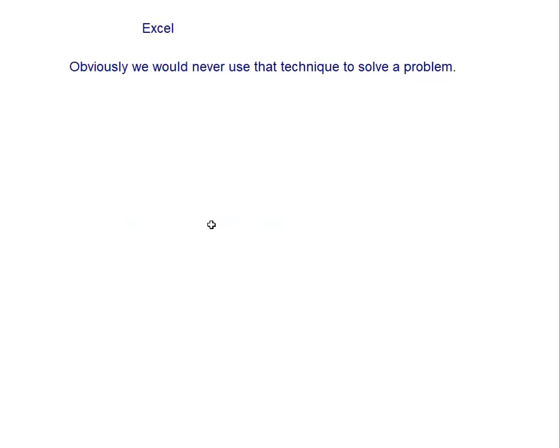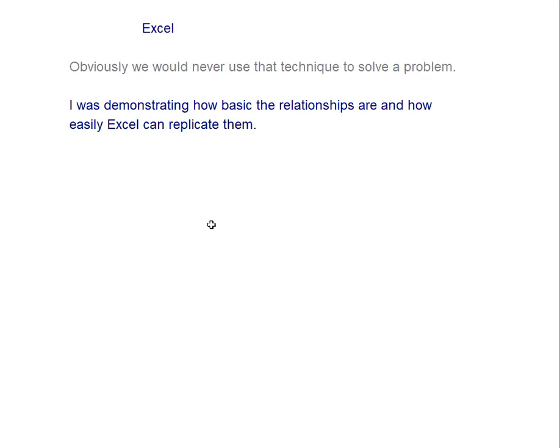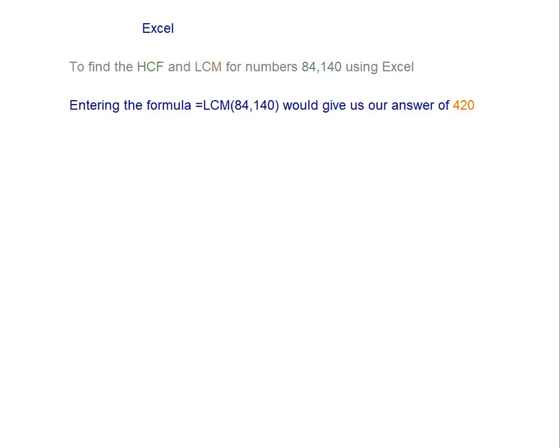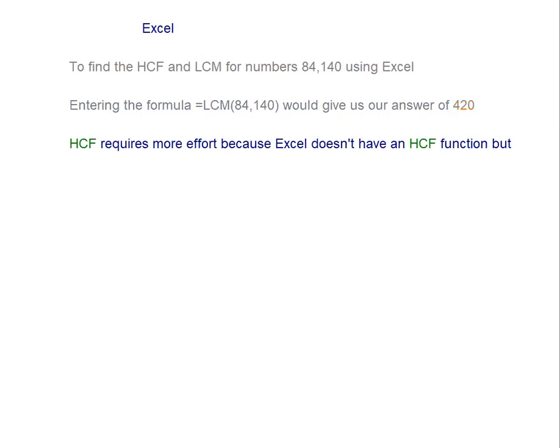Obviously, we wouldn't use that technique to solve a problem. I was simply demonstrating how basic the relationships are and how easily Excel can replicate them. If we wanted to find the HCF and LCM for numbers 84 and 140 using Excel, entering the formula LCM 84, 140 would give us our answer of 420.